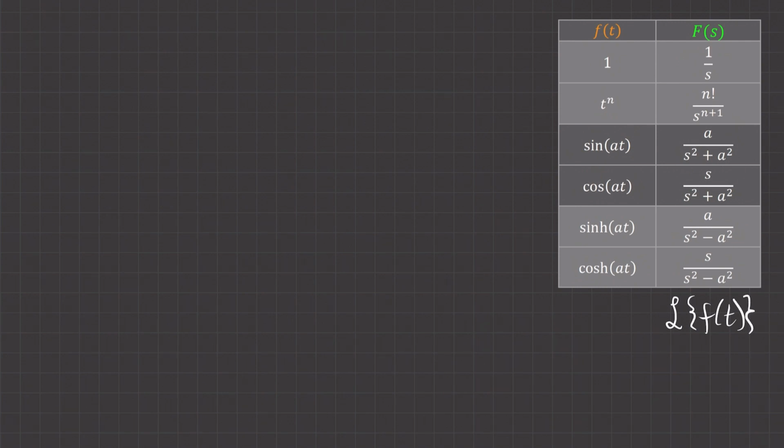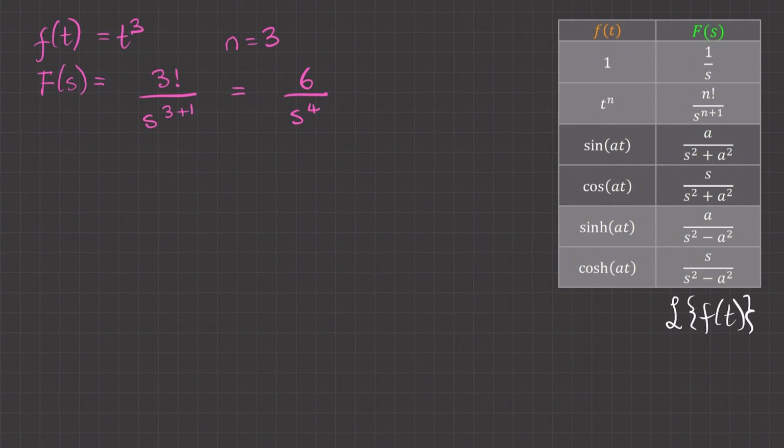To give a demonstration, if we have the function of t, if that equals t cubed, we can look at this table here and say, well, we've got t to the n, which becomes n factorial over s to the n plus 1. So I'm going to write a little note that says n equals 3. We'll then have the function of s equals n factorial, or 3 factorial over s to the n plus 1, or 3 plus 1. 3 factorial equals 6 over s, well, 3 plus 1 is 4. So our function of s is 6 over s to the 4.